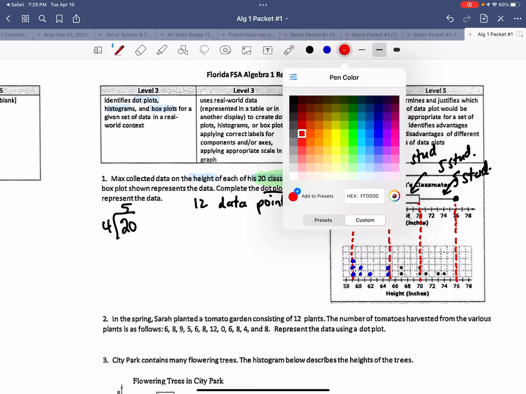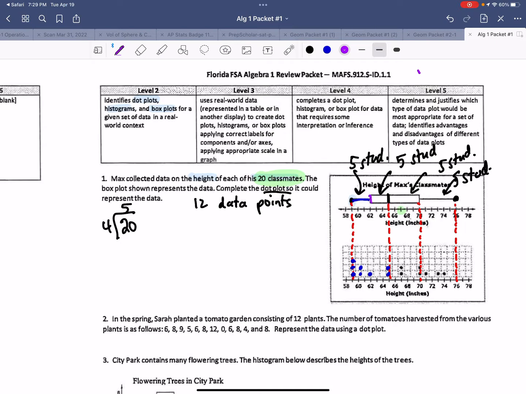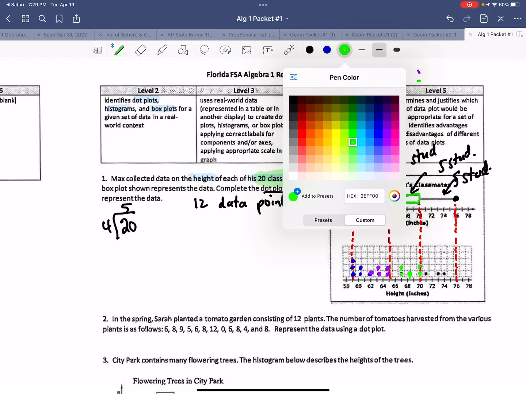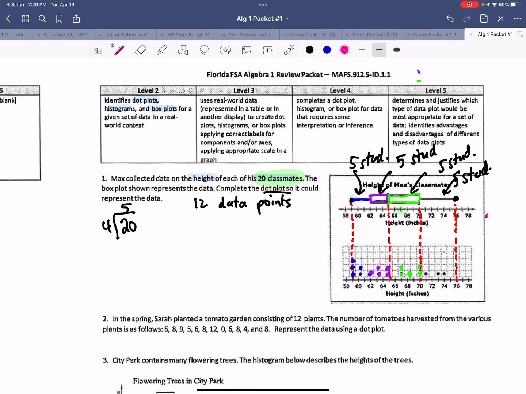I'll use a different color here. Okay, this next wing, I need 5 students. So 1, 2, 3. I'll just add 2 more, 4, 5. Okay, and the next quartile, I need 5. So 1, 2, 3, 4. We'll just add 1 more, 5. All right, now for the last one, we know we can add the max, right? This last is a quarter of the data. So 1, 2, 3, 4, and somewhere in there we could add 5 data points.